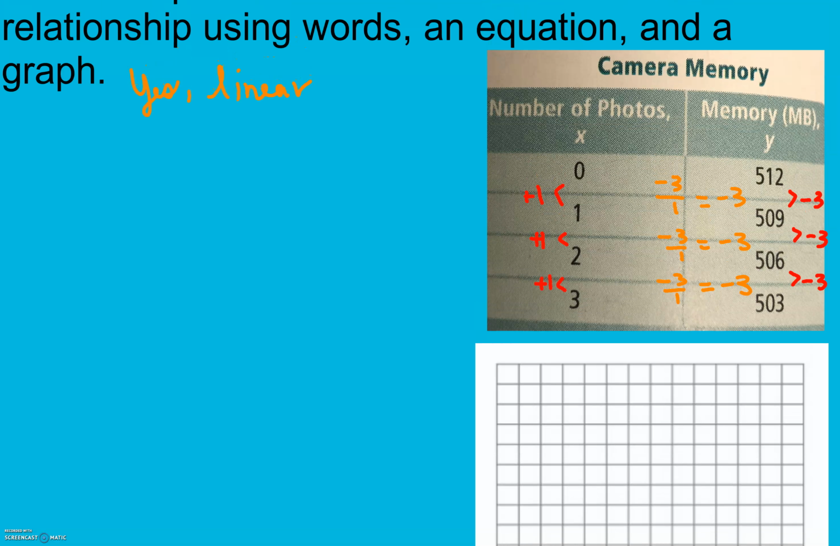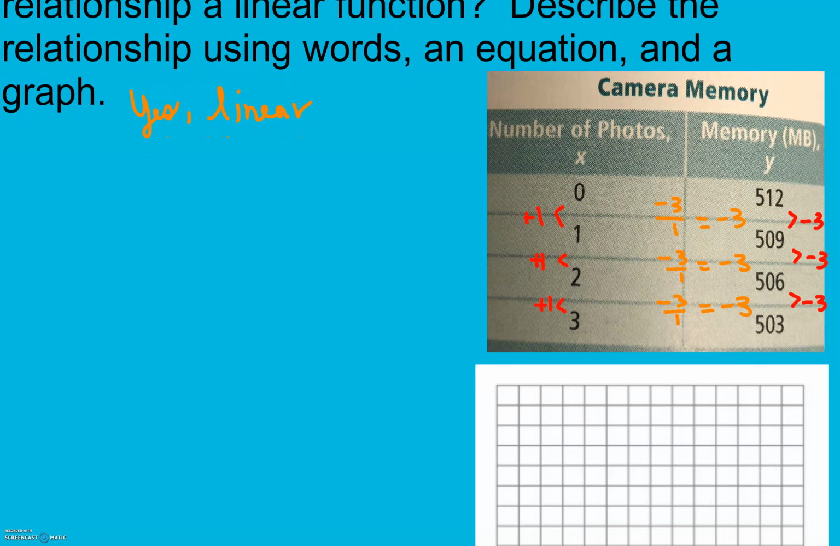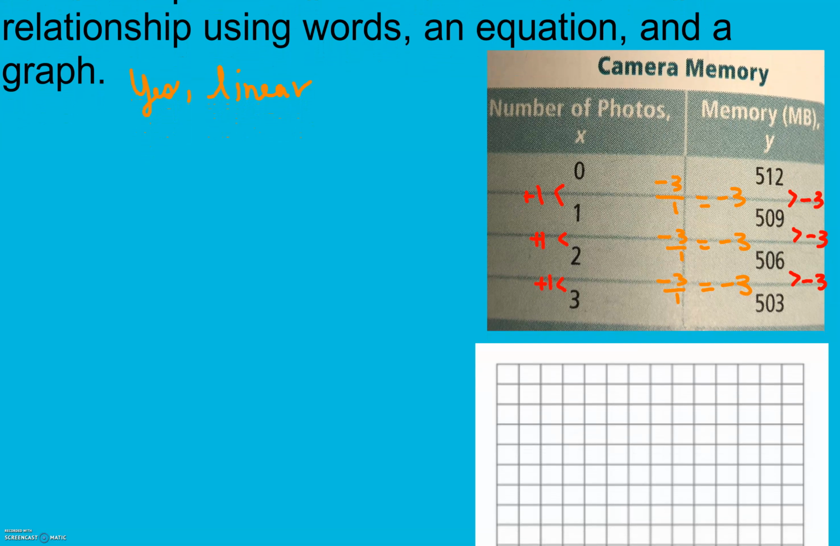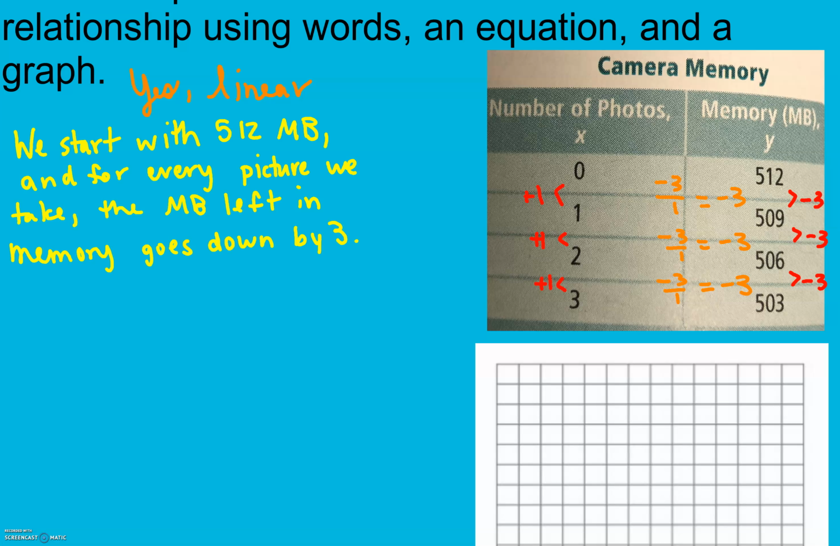Now it wants us to describe the relationship using words, an equation, and a graph. And again, there's lots of different ways that we can write this in words. Here I just said where we started. So we start off with 512 megabytes. And for every picture we take, the megabytes left in memory goes down by 3. And again, what you came up with might have been different, and that's okay.